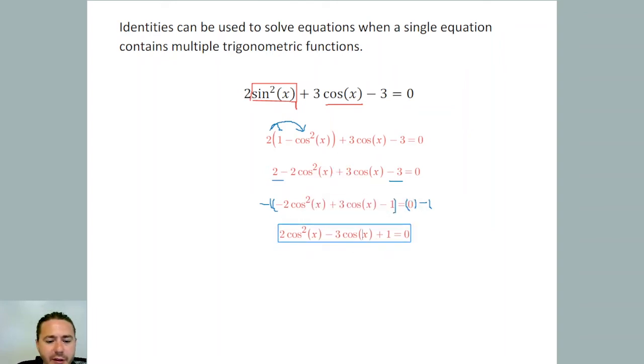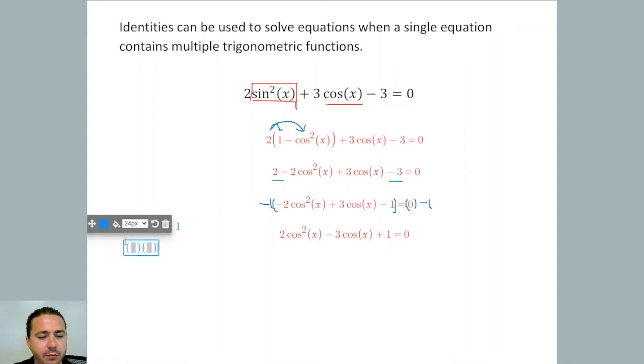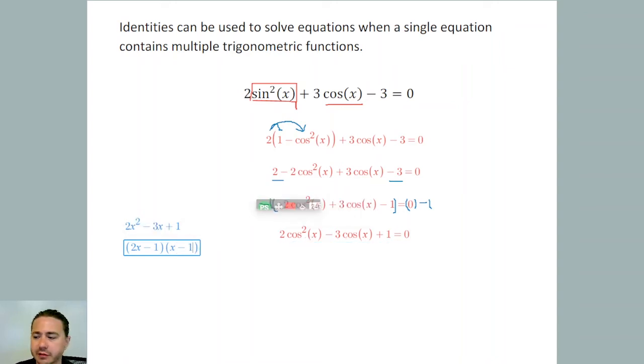So out to the side, I'm going to think about this expression, 2x squared minus 3x plus 1, and think about how I'm going to factor that. I know it's going to be two sets of parentheses, two terms that multiply to give me 2x squared, so it has to be 2x and x, and then two numbers that multiply to give me 1, either positive 1 and 1, or negative 1 and negative 1. And since my middle term is negative 3x, it has to be negative 1 and negative 1. So this would be the correct way to factor this expression.